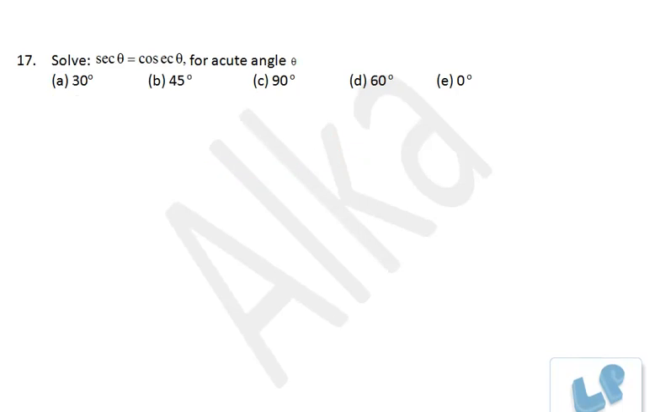Now in this case, sec theta is equal to cosec theta. We have to find out the value of theta from the options. See, sec theta is equal to cosec theta. Sec theta is 1 upon cos theta. Cosec theta is 1 upon sin theta. That means sin theta is equal to cos theta. So it happens only when theta is equal to 45 degrees, right? So theta is 45 degrees.